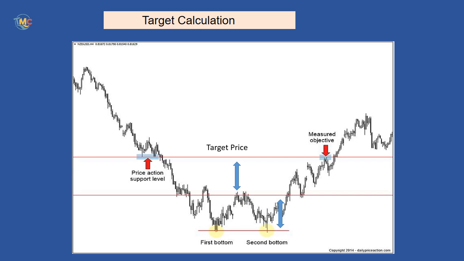The psychological underpinnings. This pattern reflects changing market sentiment and shifting power dynamics between buyers and sellers. During the first bottom, early bargain hunters begin accumulating positions, while most investors remain bearish. The subsequent rally doesn't immediately convince most bears, who view it as a temporary bounce in a continuing downtrend.